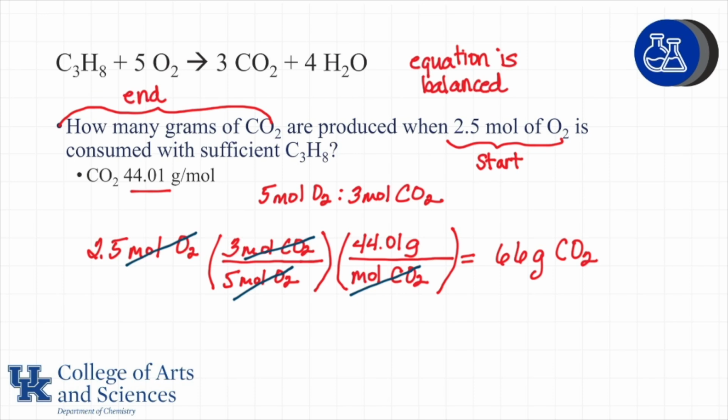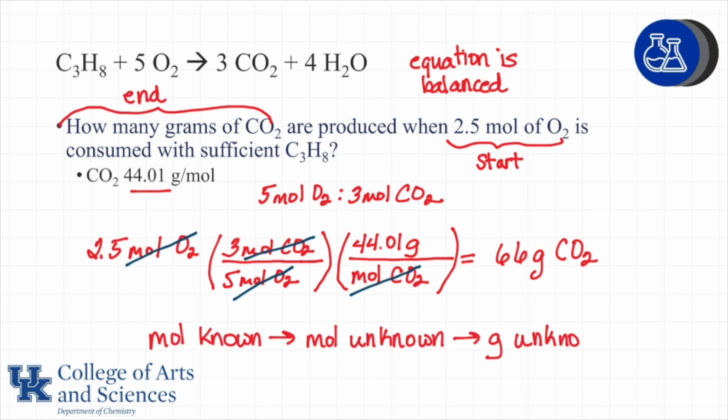When we look back at this problem, we see we followed the pattern of starting with moles of our known to moles of our unknown to grams of our unknown. The key thing to remember here is you have to go through moles, and you have to look at the mole to mole ratio from a balanced chemical equation.